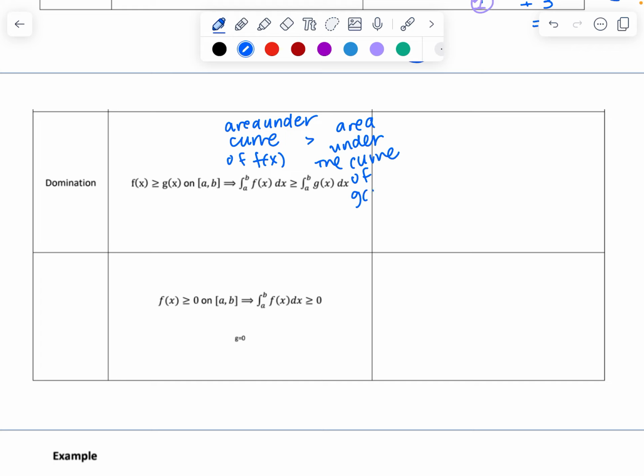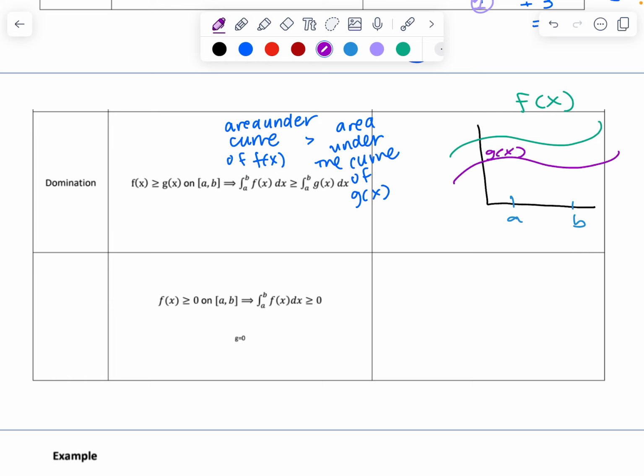Again, once I draw my sketch, I'll be like, oh yeah, that makes sense. So here my bounds are going to be a, b. I'm going to do my f of x and label it. F of x is greater than g of x. And so it's saying that the area under f of x is greater than the area under g of x, which, let's just think about this.